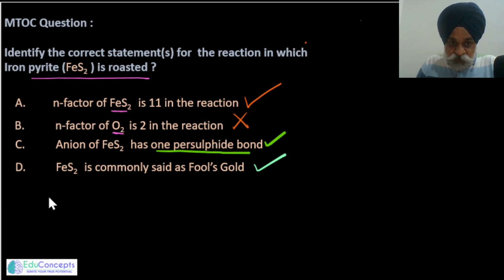So the answer to this question, although the question was easy, a bit tricky, information based, would be A, C, D.